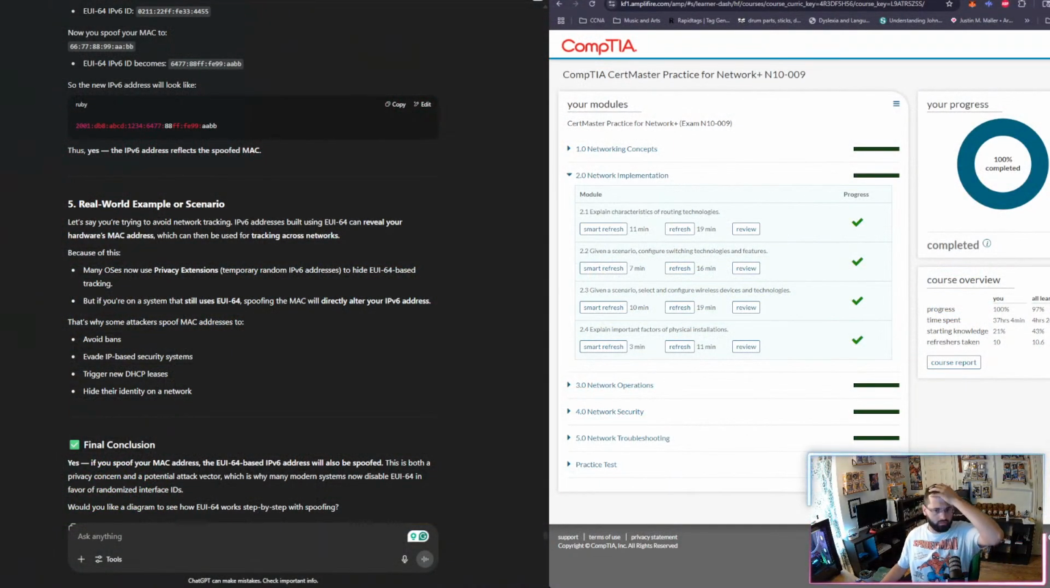Alright, back at it again. Day 2 of our Mega Cram study session. We are on section 2 of the CompTIA Network Plus N10-009 exam. We are working on examples, characteristics, and routing technology.